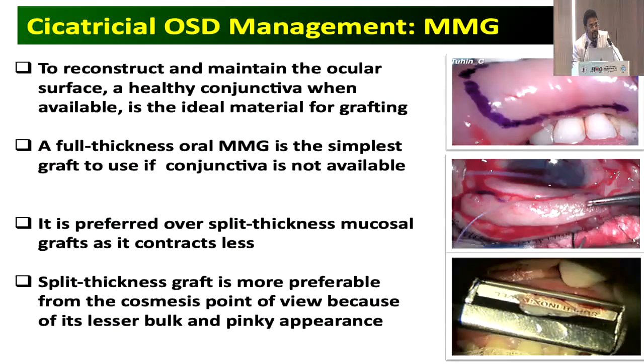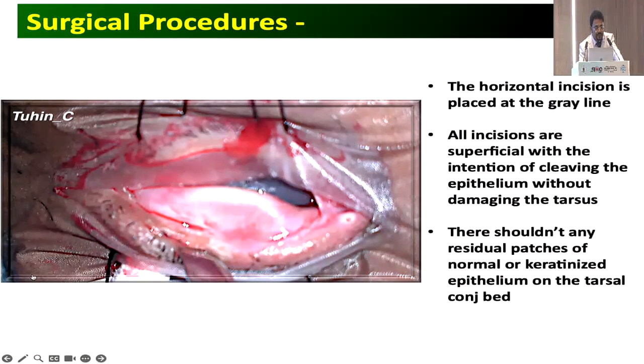In earlier days we used to go for living related conjunctival autograft or allograft to reconstruct and maintain the ocular surface. A healthy conjunctiva, when available, is the ideal material for grafting. But a full thickness oral mucous membrane graft is the simplest graft to use if the conjunctiva is not available. It is preferred over split thickness mucosal grafts as it contracts less. Split thickness grafts are very thin and they contract. But split thickness graft is more preferable from the cosmetic point of view because of its lesser bulk and pinkish appearance. So I am now doing this surgery, I am just showing it.